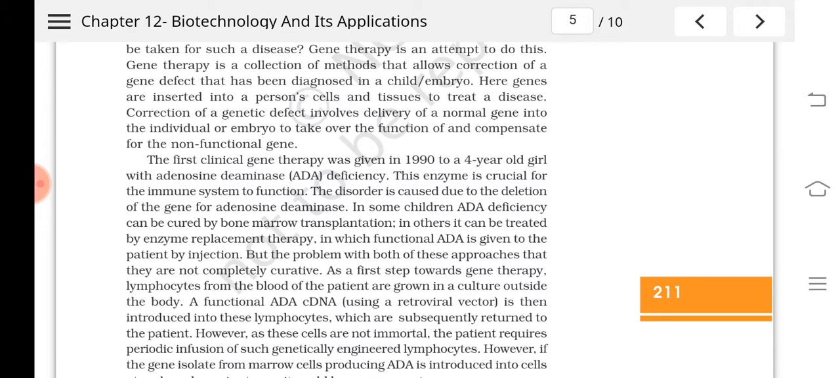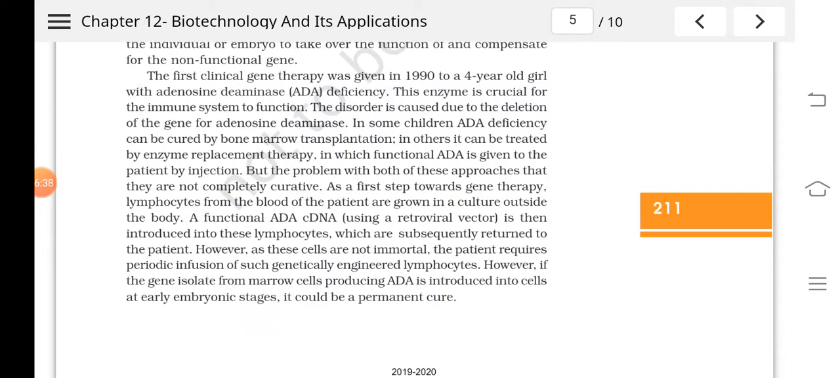But these are not biotechnological methods. When bone marrow transplantation is done, to some extent this deficiency can be cured, but it is not a complete replacement therapy. Understood? In the biotechnological method, the treatment for this is done in a different way.